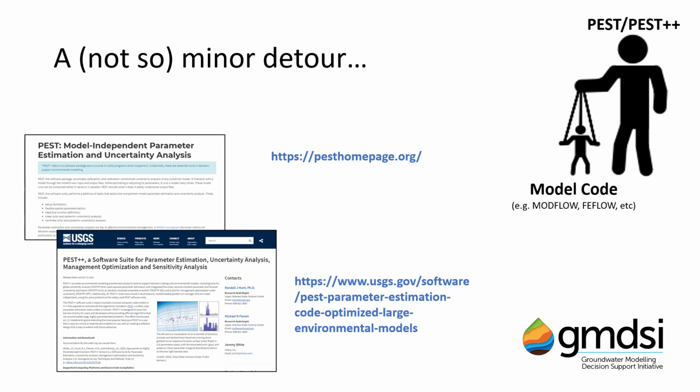The PEST and PEST++ codes undertake highly parameterized inversion of our environmental models. In doing so, they run a model many times. Before running a model, the software updates parameter values in model input files. After running a model, it reads the values that the model has recorded in output files, and it accomplishes all of this through instructions provided by the user in pre-prepared control files, which are text files.